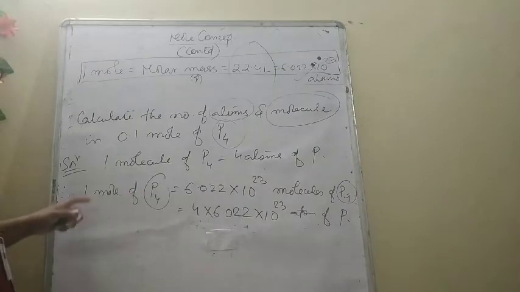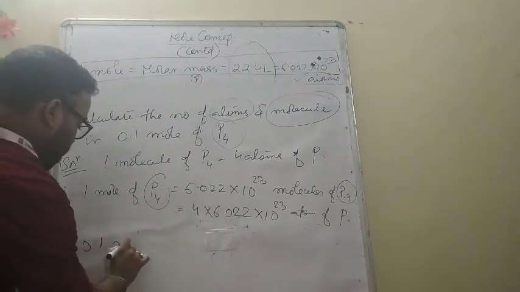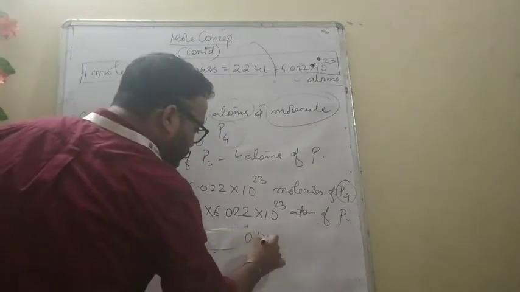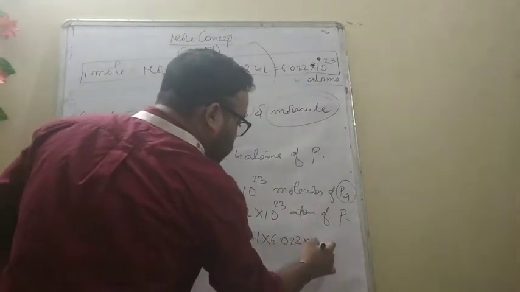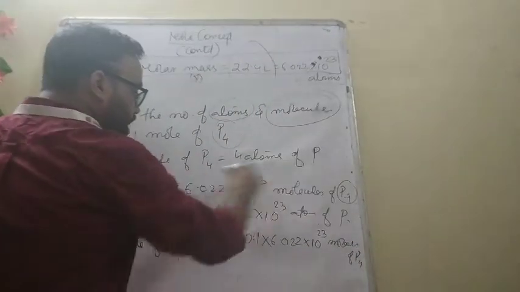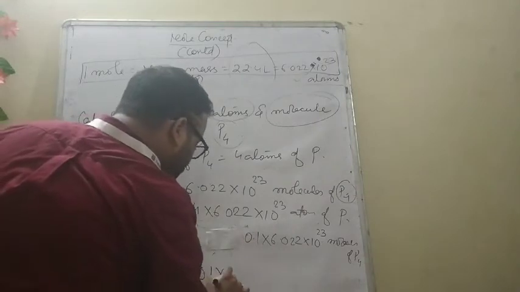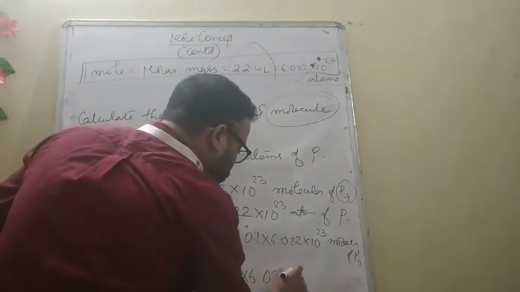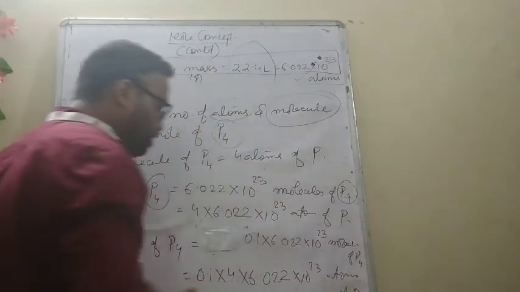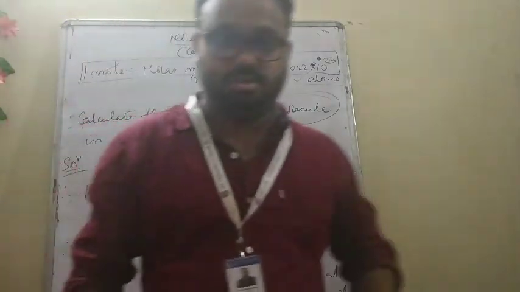So now simple. Now if you do 1 mole means this much, so 0.1 means what? So therefore 0.1 mole of P4 will have 0.1 into 6.022 into 10 to the power 23 molecules of P4. Multiply this by 0.1. नीचे वाला भी multiply by 0.1. 0.1 into 4 into 6.022 into 10 to the power 23 atoms of P. Finished. This is the mole concept.